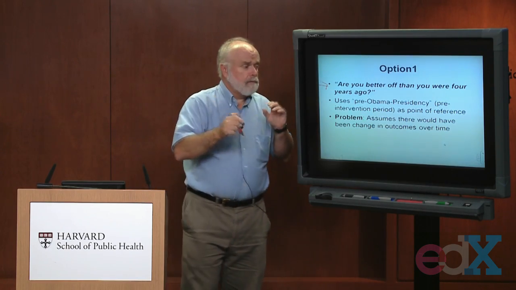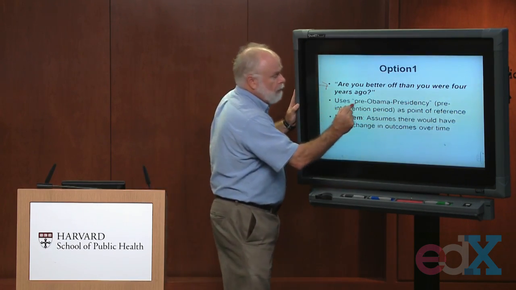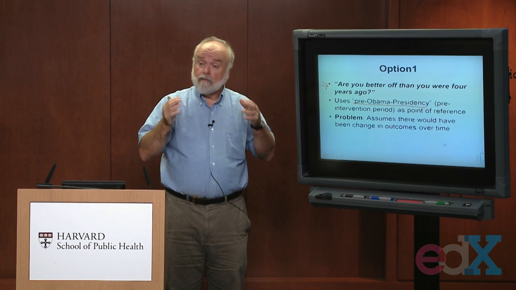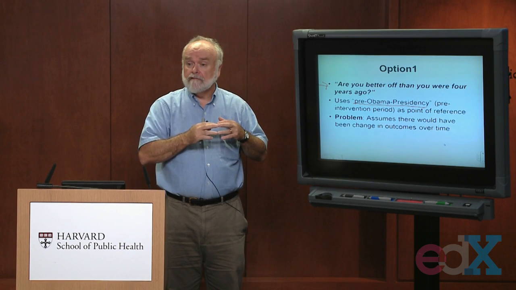If things are better than 4 years ago, we might say Barack Obama's been doing a very good job. If things are not as good as they were 4 years ago, we might say we'd be better off without having Barack Obama as our president. So what this is using as a point of reference is a pre-Obama presidency point of reference. Essentially, what was the country like when he became president? And are we better off today than we were back then 4 years ago?